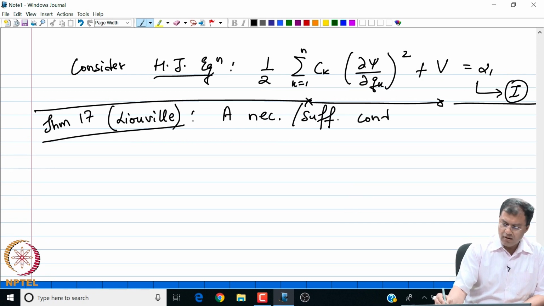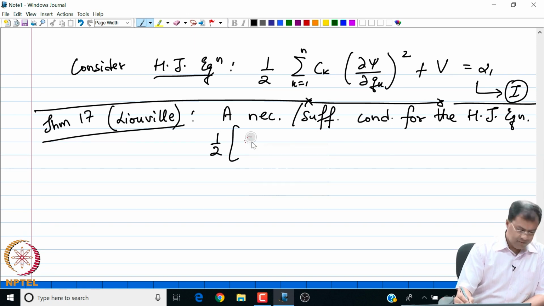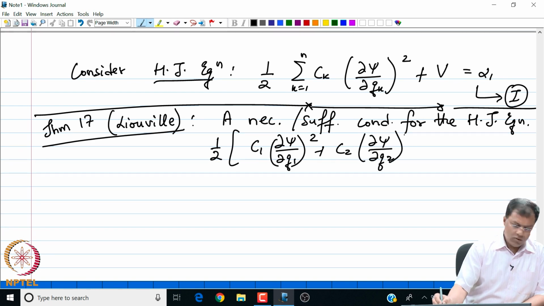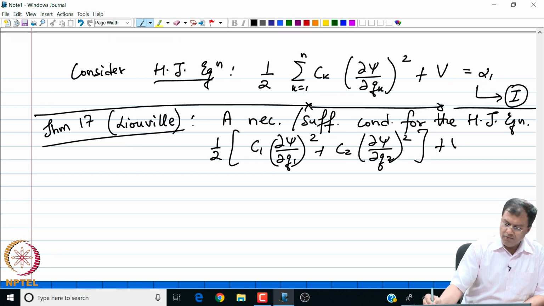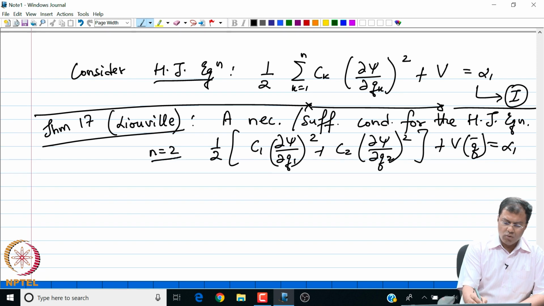for the Hamilton-Jacobi equation, half C1 times del psi del Q1 square plus C2 times del psi del Q2 square plus V of Q bar is equal to alpha 1. So this is a problem in 2D. So this is n equal to 2.